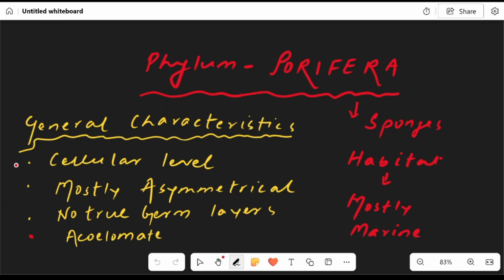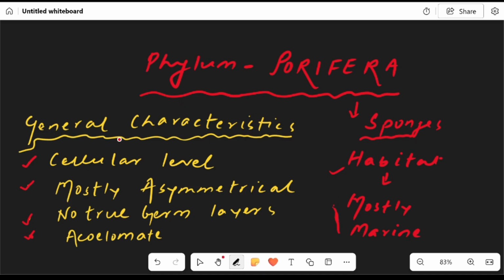First, it's multicellular and the level is cellular. It's asymmetrical. That means it cannot be divided into equal halves in any plane. It doesn't have any true germ layers and it doesn't have coelom, so it's acoelomate. These are generally known as sponges and they live mostly in seawater, so they are called mostly marine.